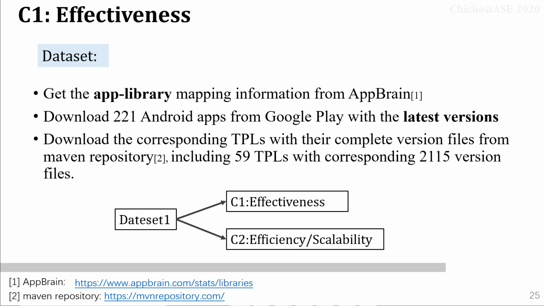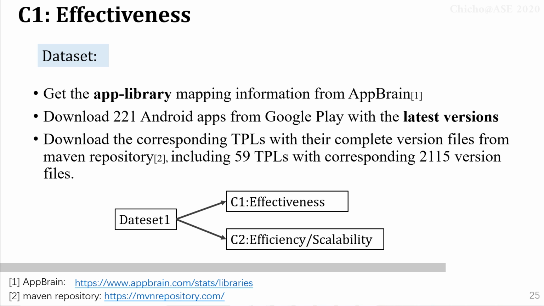As for the effectiveness evaluation, we constructed a dataset used to evaluate effectiveness and efficiency. To build the ground truth, we first get the app and library mapping information from AppBrain.